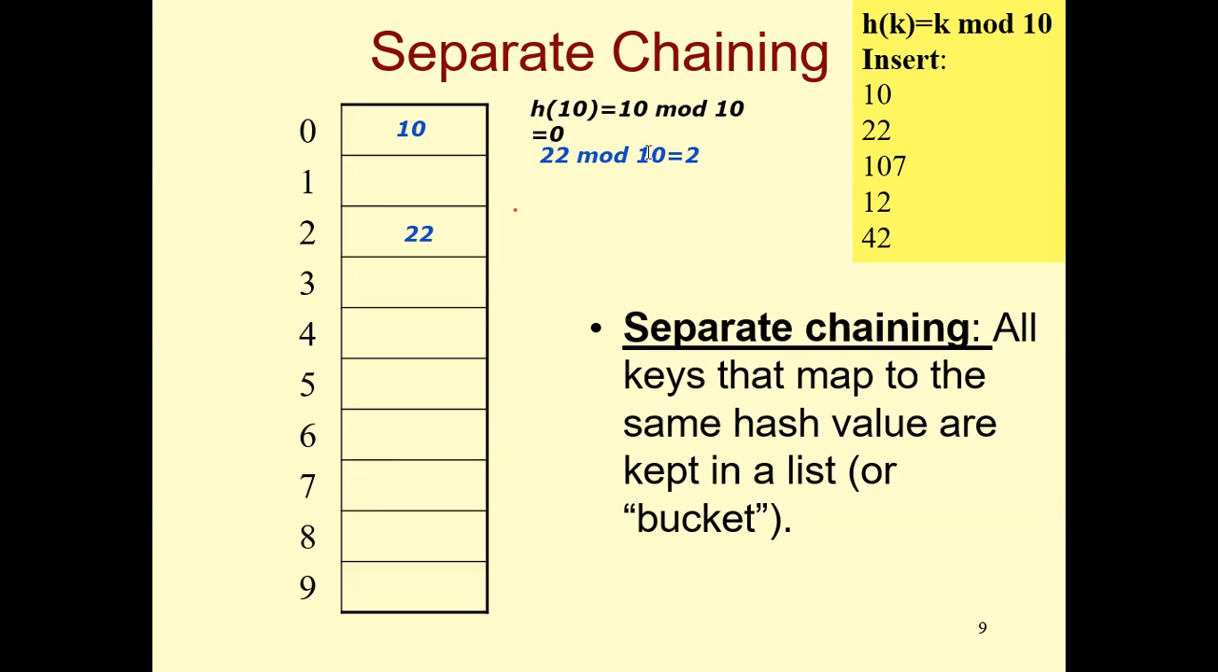The next number that we have is 107. All I'm going to say is 107 mod 10. So what is the remainder when you divide 107 by 10? Let's check it. 10 into 107 is going to be 10, and the remainder is going to be 7. Therefore, 107 is going to come here, index 7.